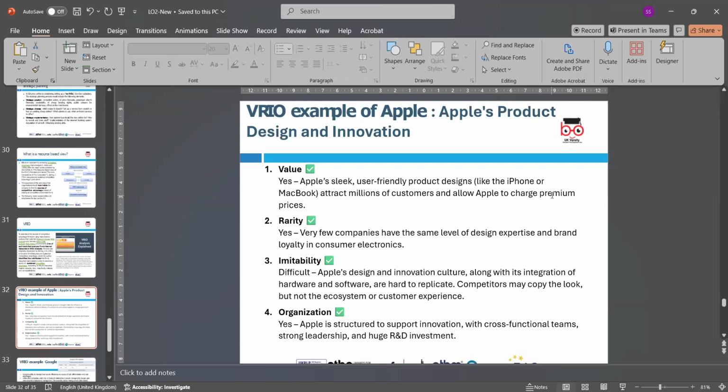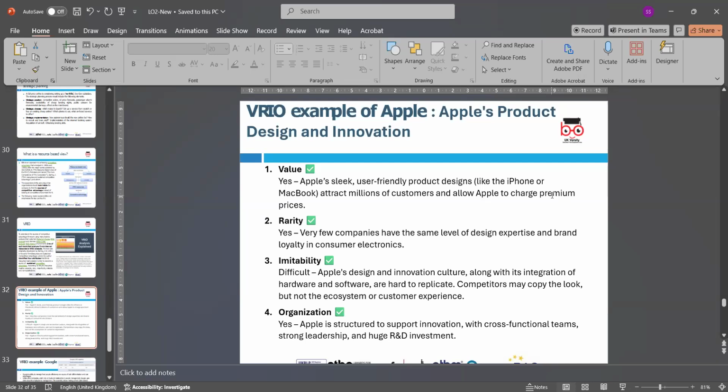Rarity. Are their resources rare? Yes, very few companies have the same level of design expertise and brand loyalty in consumer electronics. So the kind of design they have, other competitors haven't got the same kind of design. Is it difficult to imitate their products? Apple's design and innovation culture, along with its integration of hardware and software, is hard to replicate. So it's not easy to copy the look of their mobile phones. Okay.